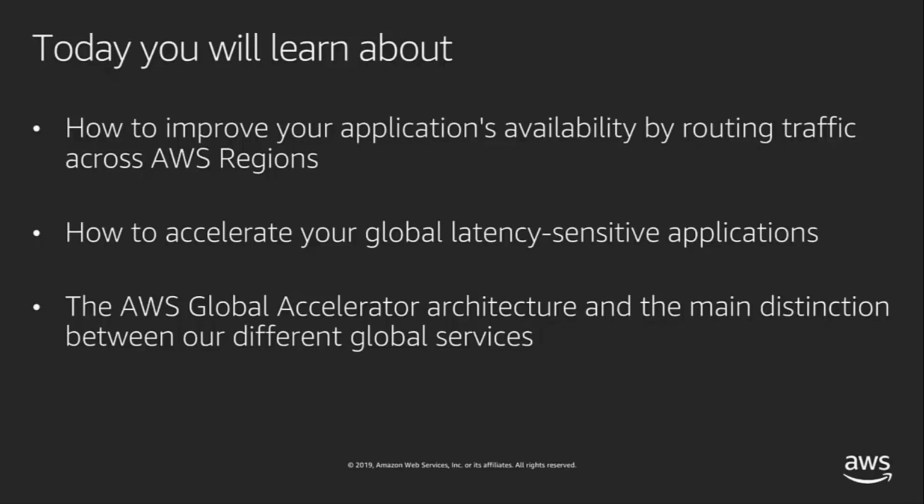The goal for you today is really to learn about how to improve your availability by routing traffic across AWS regions, how to accelerate your global latency-sensitive and mission-critical applications, and really learn more about the Global Accelerator architecture and how we look at different global services like CloudFront or Route 53 versus Global Accelerator in different use cases.